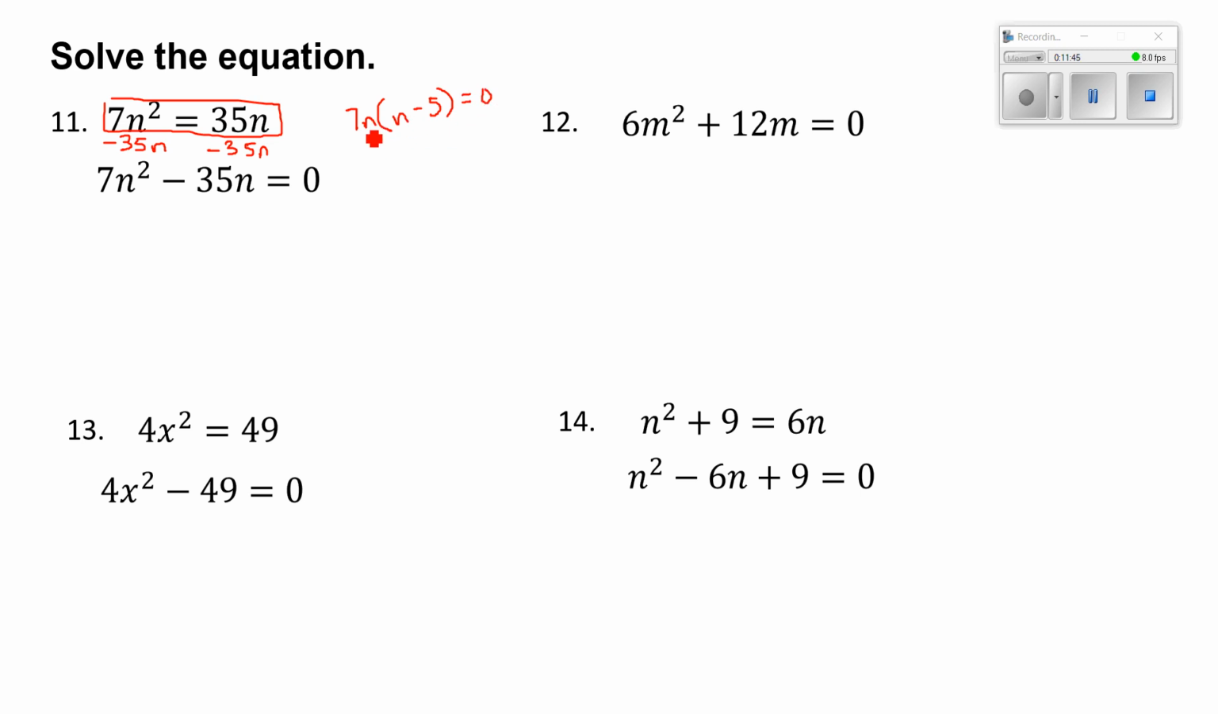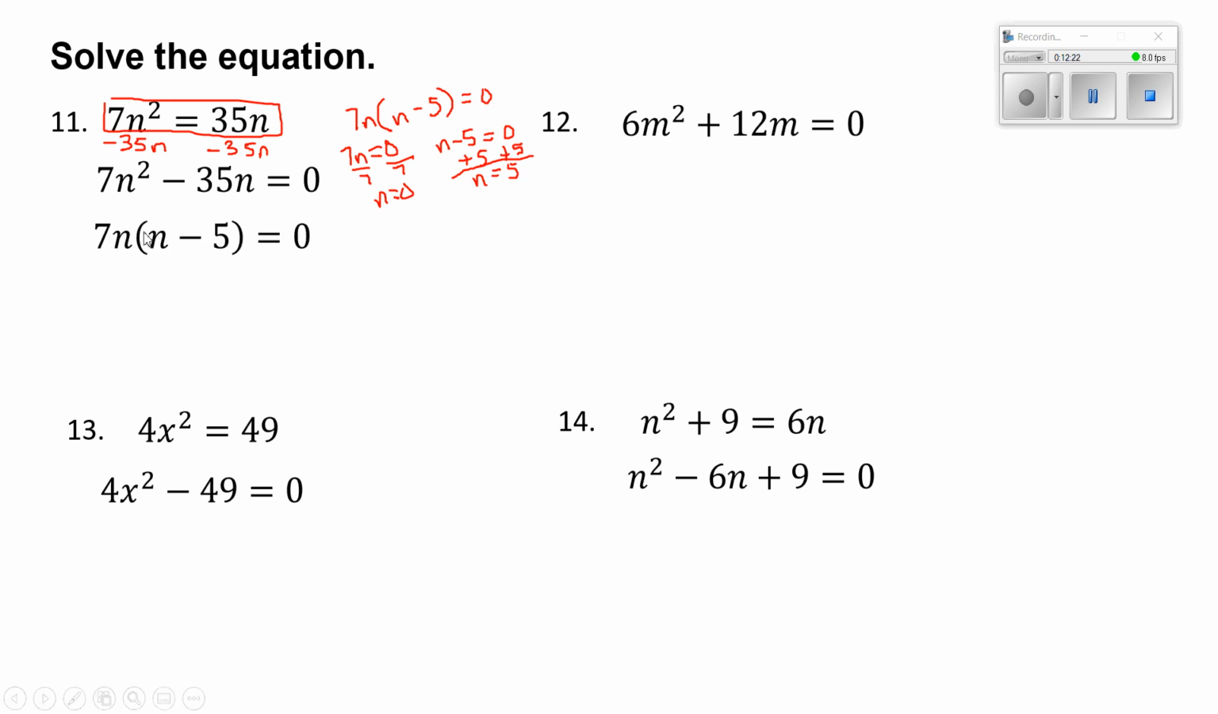Now you see we factor this out, and I can simply say that, well, I've got 7n, which is going to equal 0. Then I'm going to have n minus 5, which is going to equal 0. And then over here, I'm dividing by 7 to get n by itself. So n is going to equal 0. Then over here, I'm going to add 5 to each side to use inverse operations to isolate my n. That's going to be n equals 5. So I should have 0 and 5 for my answer here.